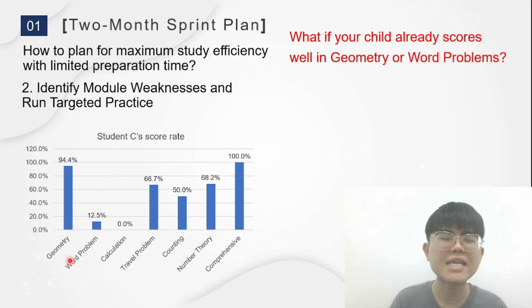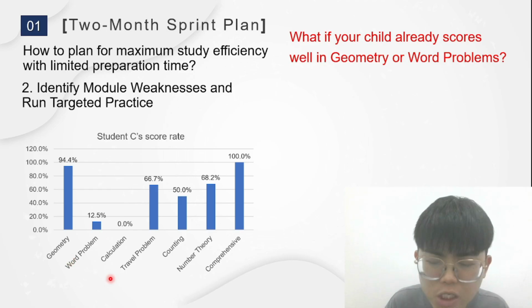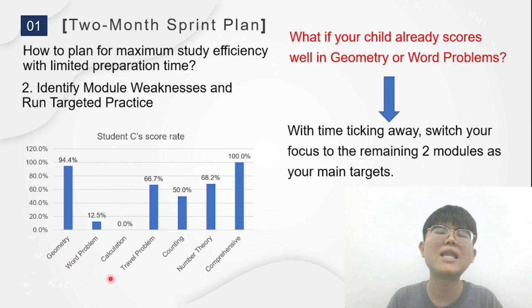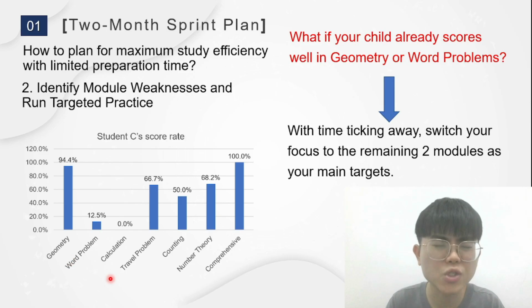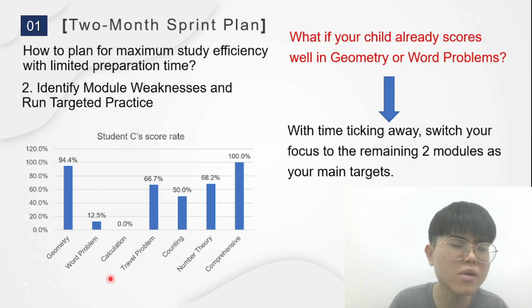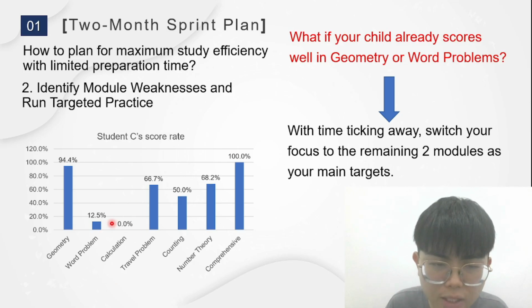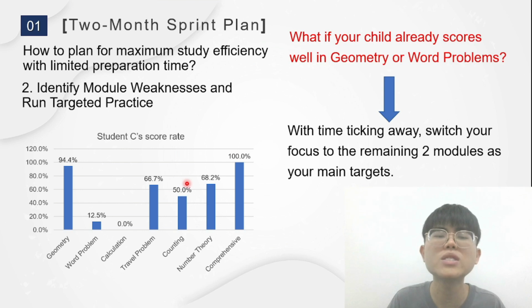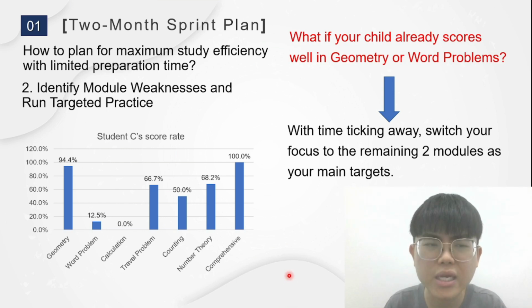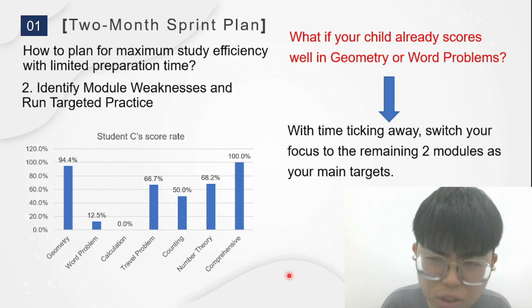So what you have to do, other than focusing on the words problem, is try to select the remaining 2 other modules for your target. For example, we can also choose the calculation. Let's say we can also choose the counting module. Alright, so this is about after you identify the weaknesses, and then you have to run the targeted practice.